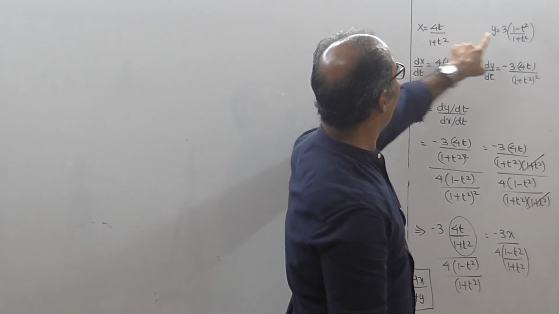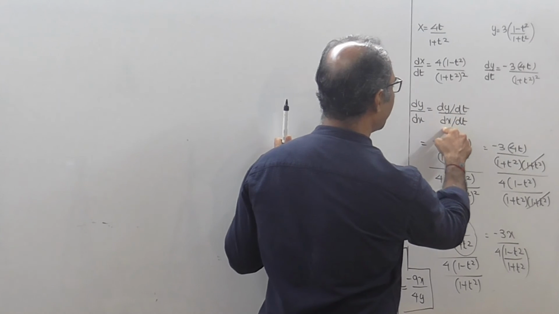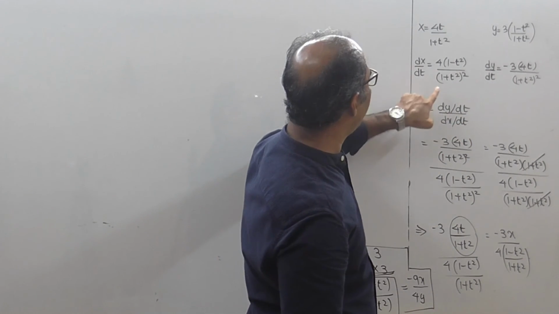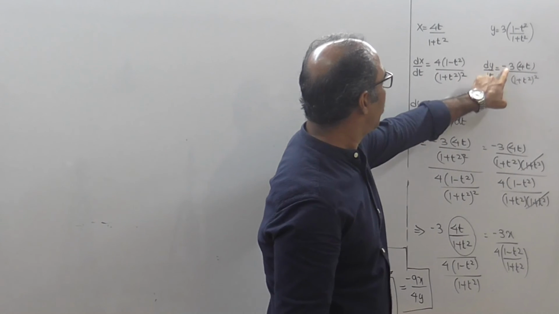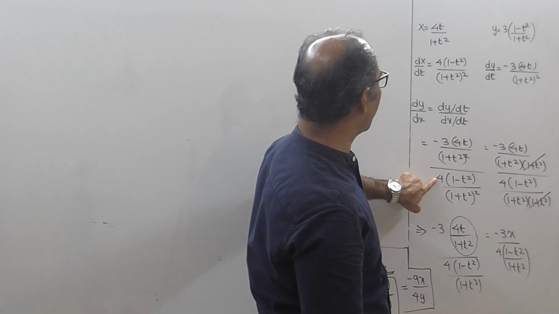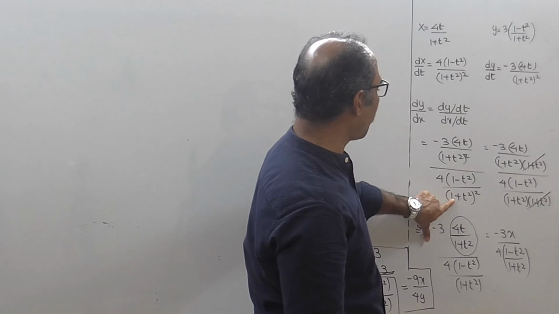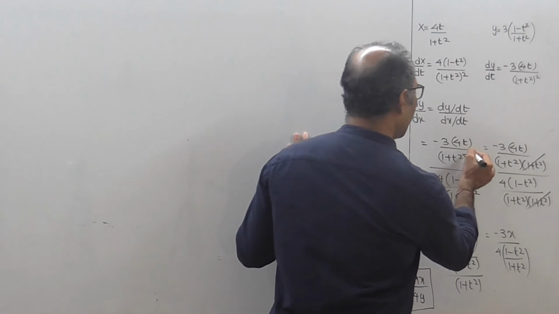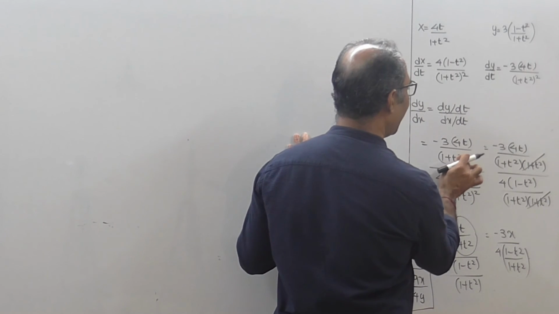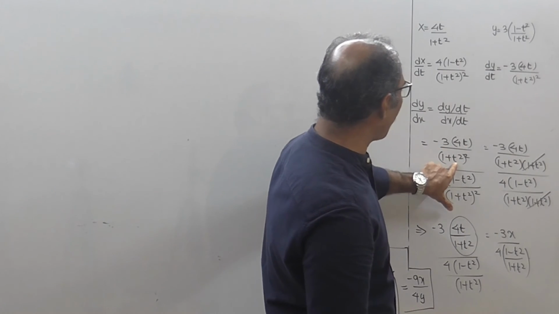dy by dx is dy by dt upon dx by dt. So dy by dt is minus 3 into 4t upon (1 plus t square) the whole square. Dx by dt is 4 inside the bracket, 1 minus t square upon (1 plus t square) the whole square. See, don't cancel this 1 plus t square the whole square and 1 plus t square the whole square, because I think we need here x. So x is actually 4t upon 1 plus t square.